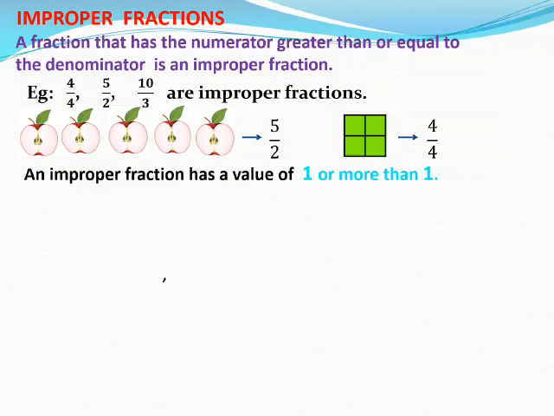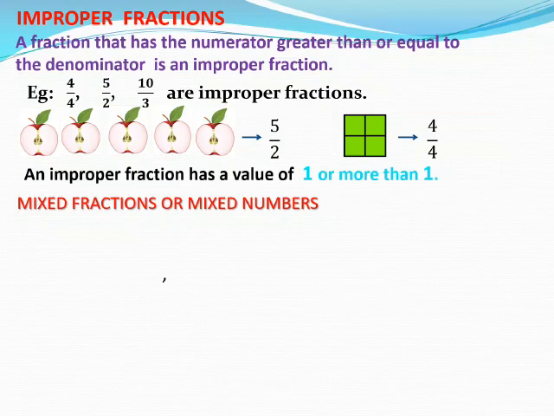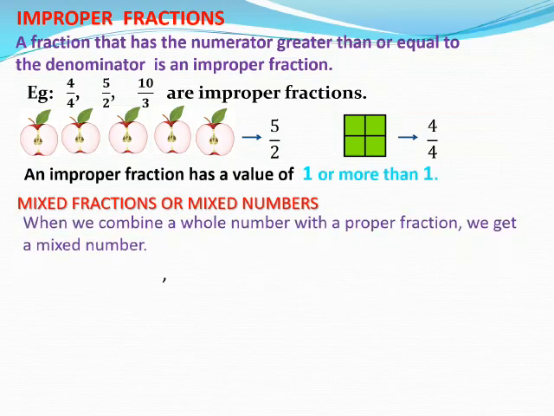Okay. Next, mixed fractions or mixed numbers. Here again we will take one example. Let us see what are mixed fractions. When we combine a whole number with a proper fraction, we get a mixed number. So for example, you see 2 1 by 2. 2 is a whole number. 1 by 2 is a proper fraction. So we say 2 1 by 2 is a mixed number or mixed fraction.